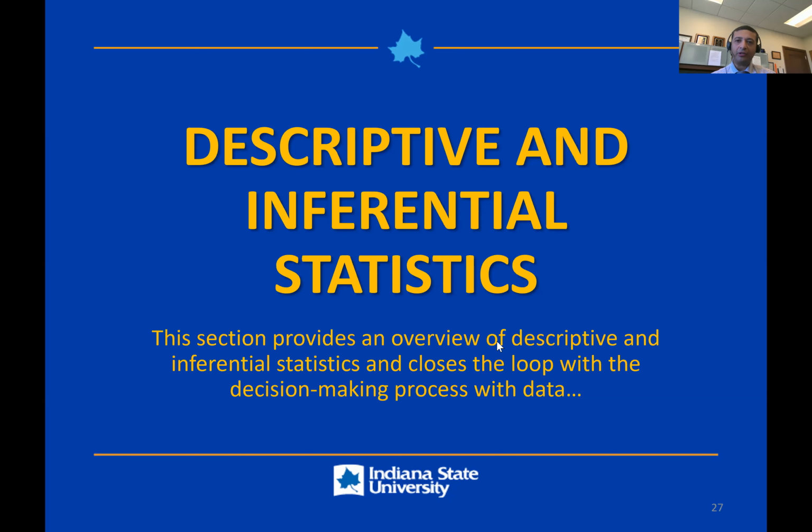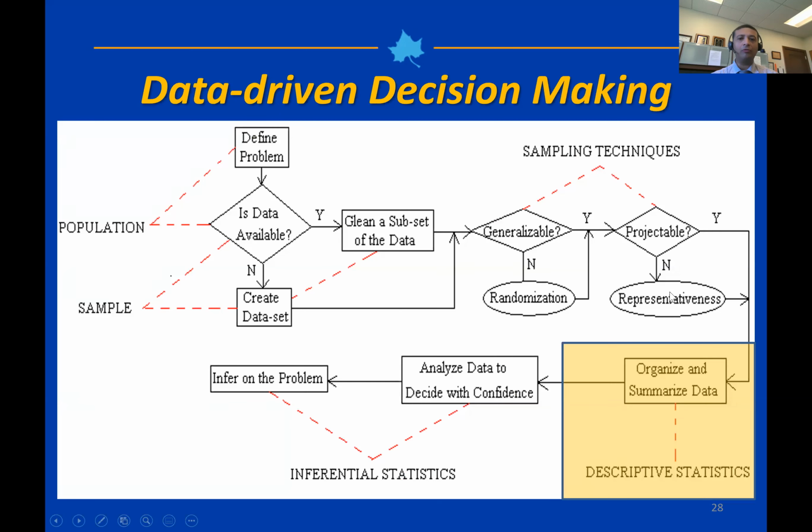This is the final video of learning module 1, and this is where we close the loop with the data-driven decision-making process by providing an overview of the descriptive and inferential statistics that follow after your sample has been properly chosen. So you saw from the previous video that in a data-driven decision-making process, you start off with defining the problem, choose from the population if data is available.